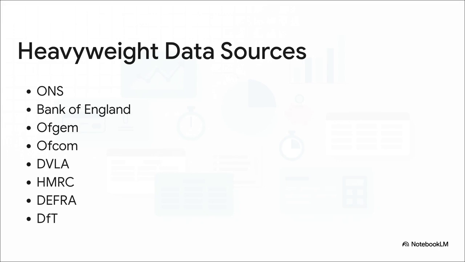Let's take a peek into the kitchen and look at the secret recipe powering the accuracy of these 202 tools. We're talking heavyweight data sources. The platform is pulling live data from the Office for National Statistics, the Bank of England, Ofgem, Ofcom, the DVLA, HMRC, DEFRA, and the Department for Transport. When you use a CostSaver tool, you aren't getting some random internet guess. You're getting calculations fed directly by live, official UK data streams. And that is exactly what gives users massive confidence in the results they're seeing.